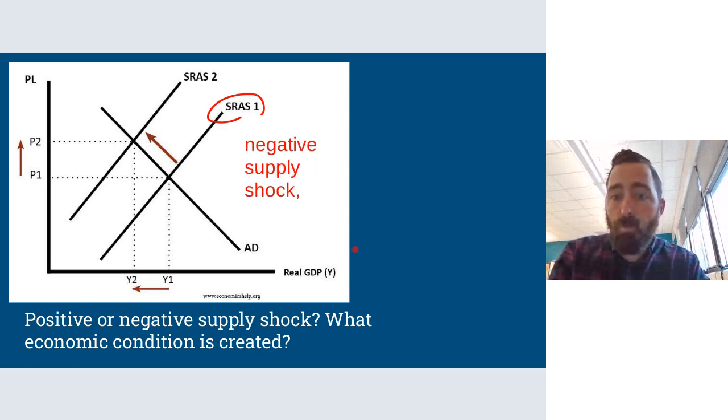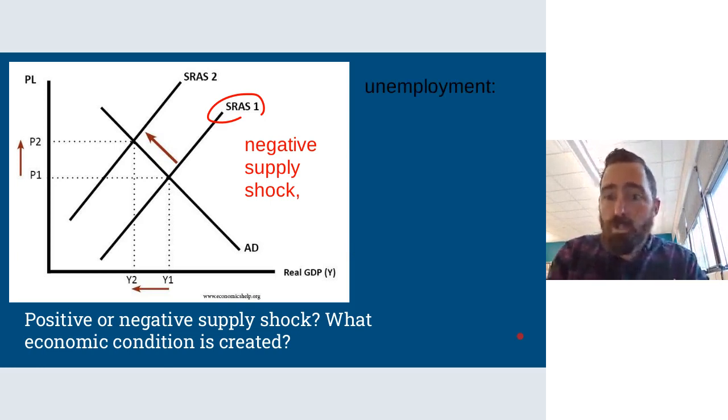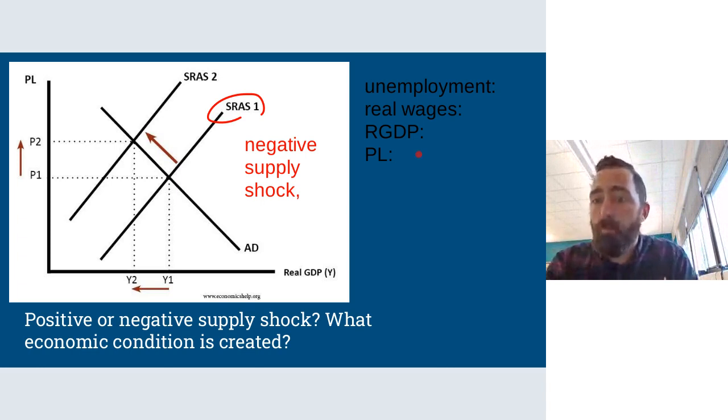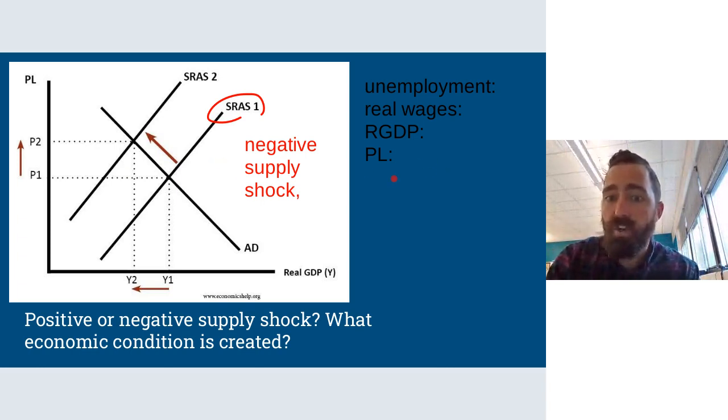What a negative supply shock leads to, then you have to ask yourself: after the shift, what's the effect on unemployment? What's the effect on real wages? What's the effect on real GDP? What's the effect on price levels after the shift? We want to ask ourselves mainly those four things. Then we could just use arrows to indicate the effects. Let's start with price levels, from the bottom and work our way up. With the negative supply shock, what's the effect on price levels? We know that price levels have increased.